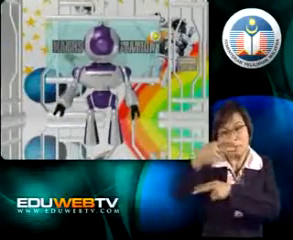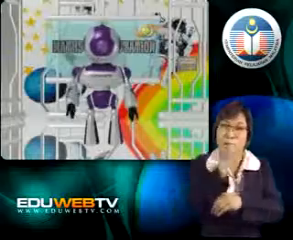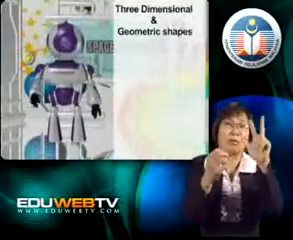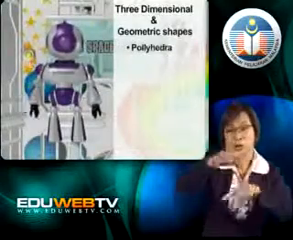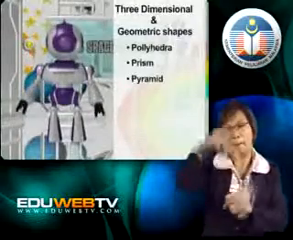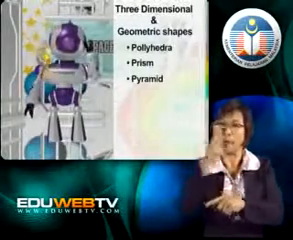Every object you see or touch has three dimensions that can be measured. The room or space we are in right now is described as a three-dimensional shape too. There are a lot of three-dimensional and geometric shapes that are divided into polyhedra, prisms, and pyramids. Let's look at the screen for some examples of three-dimensional shapes.